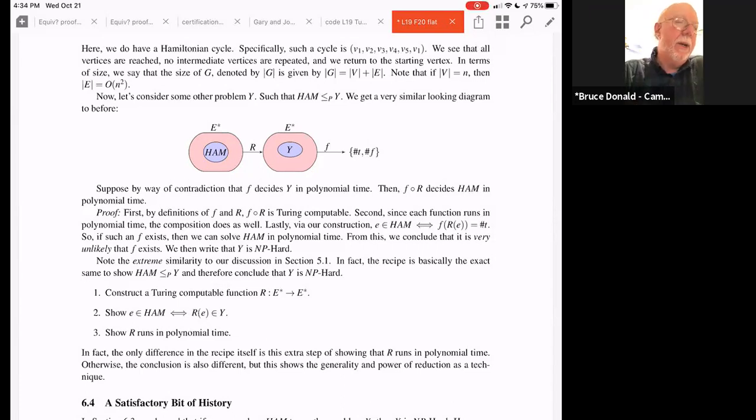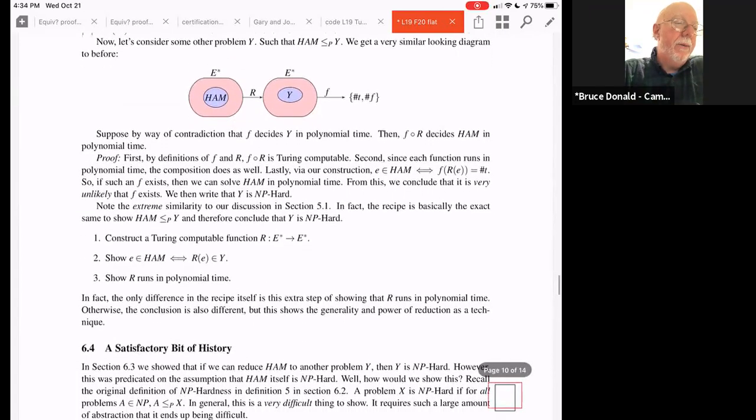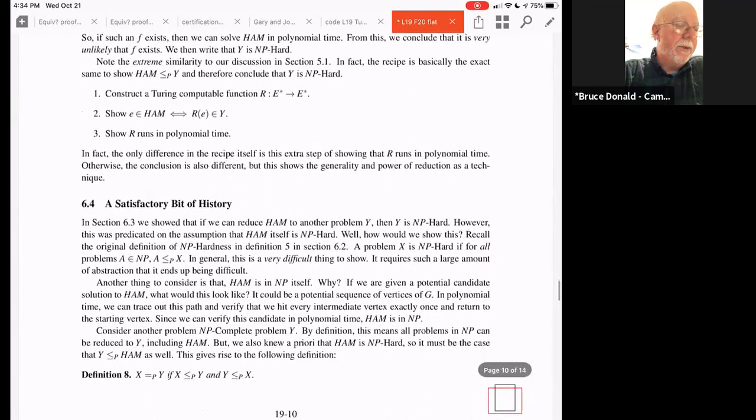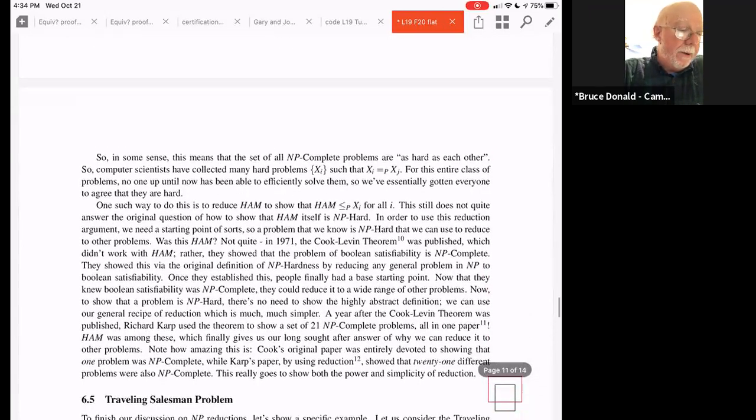So let's look at thinking about how we could do this for two particular problems. We'll look into more of this in recitation because I want to allow plenty of time for questions. So let's look at if there's some other problem here.